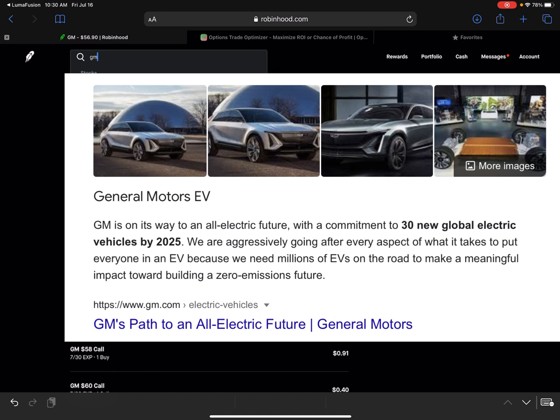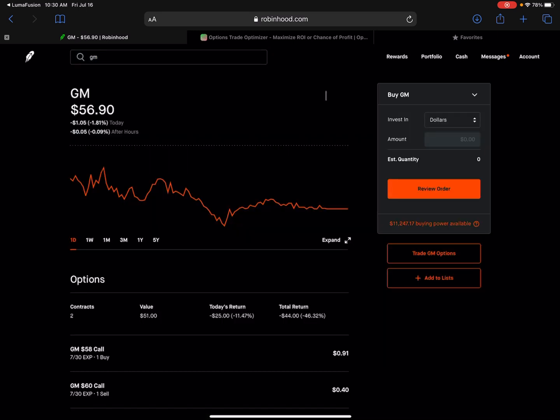First I'm going to show you what I've done. Whenever I'm more bullish about a stock, I will purchase a number of stocks in the company. So I have some GM stocks.